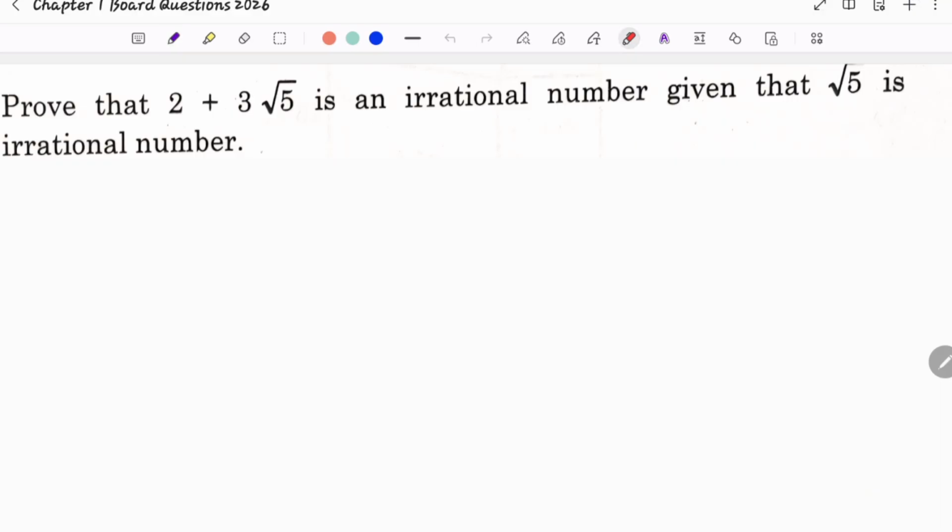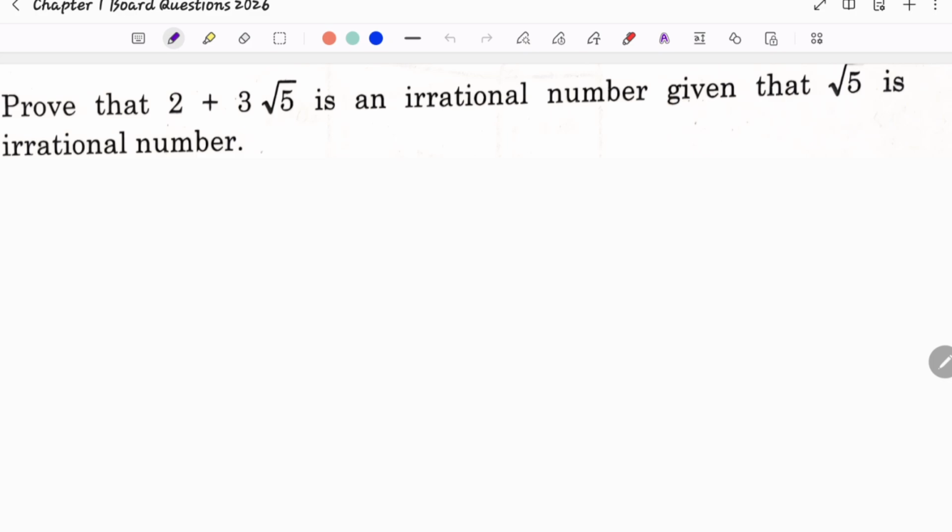Next problem: prove that 2 plus 3 root 5 is an irrational number, given that root 5 is irrational. Root 5 being irrational is given in the question, so we can use the statement directly. We already proved root 2 and root 3 are irrational using the contradiction method. Using the same idea, we will solve this problem also.